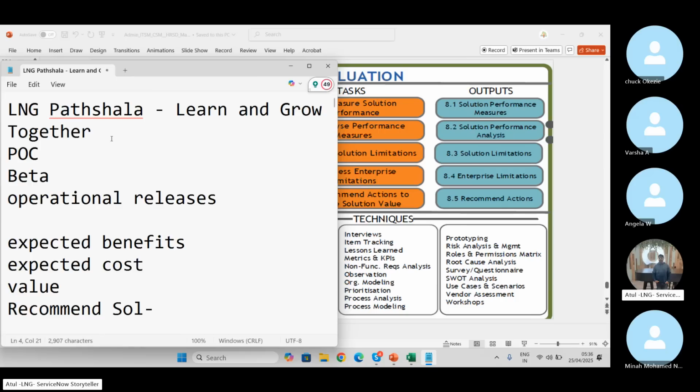So in this part, either you can go for the POC, or you can go for beta releases. Okay, let's release this to 10 people, 20 people, 30 people, 2 groups, 5 groups, 7 groups. Let's just release a small mobile app version, and let's see what people's inputs are on this particular part. And then you can go for the operational releases. And in this part, we actually identify the limitations of a solution as well.